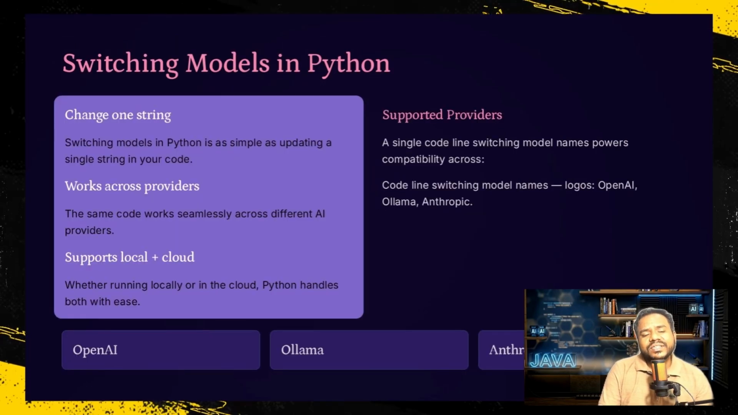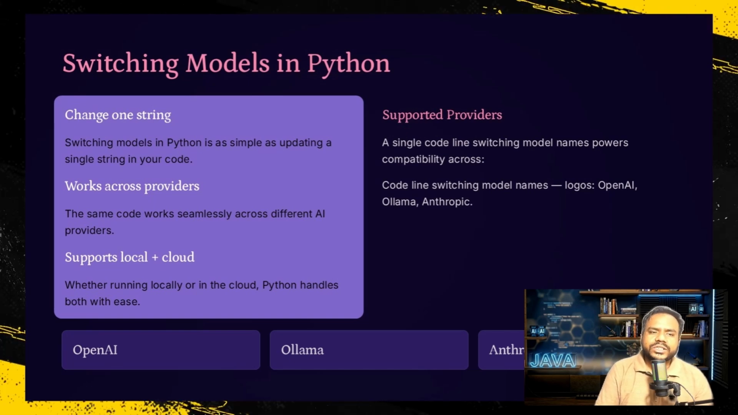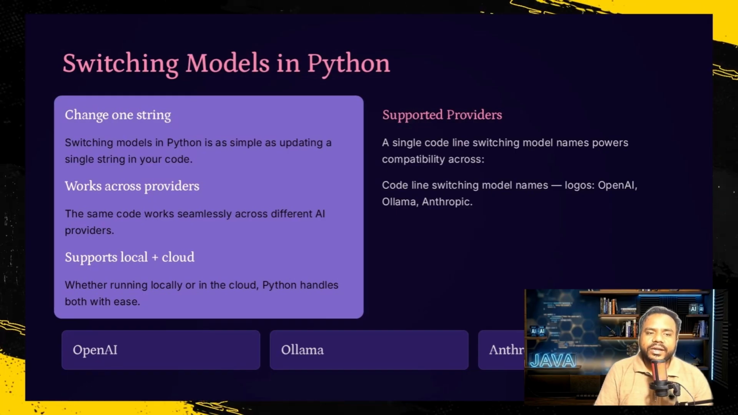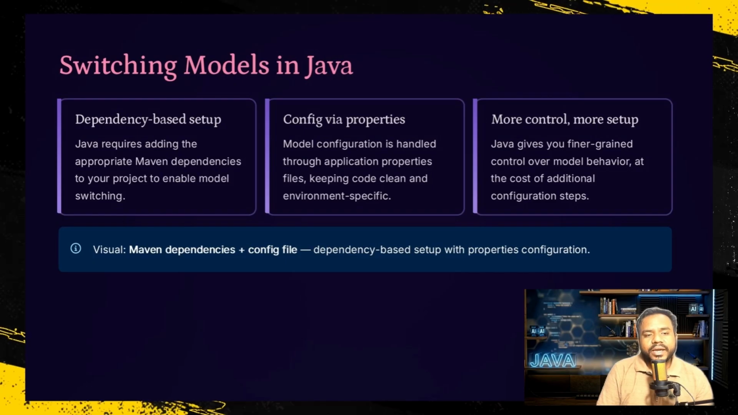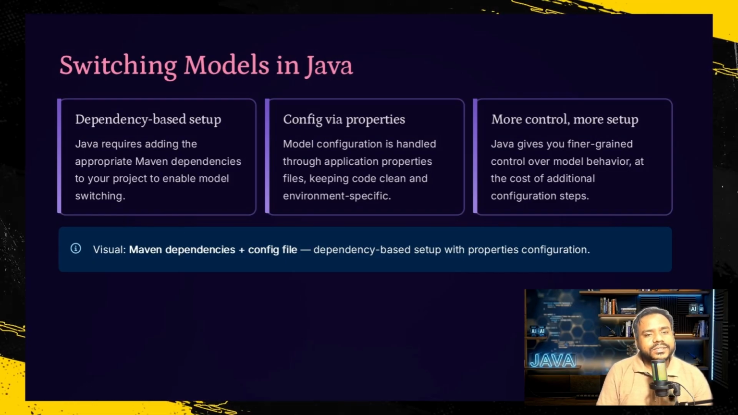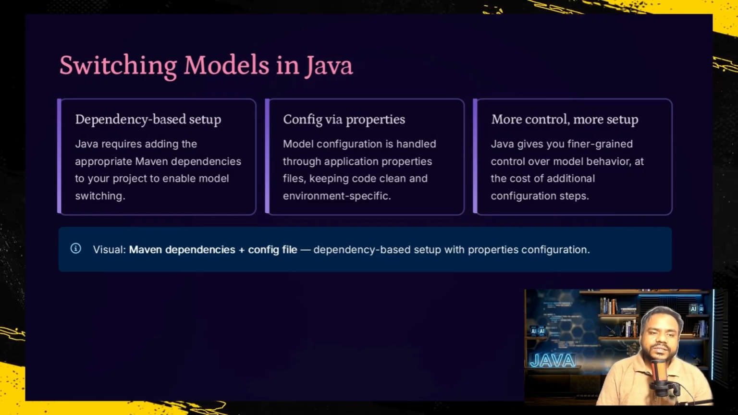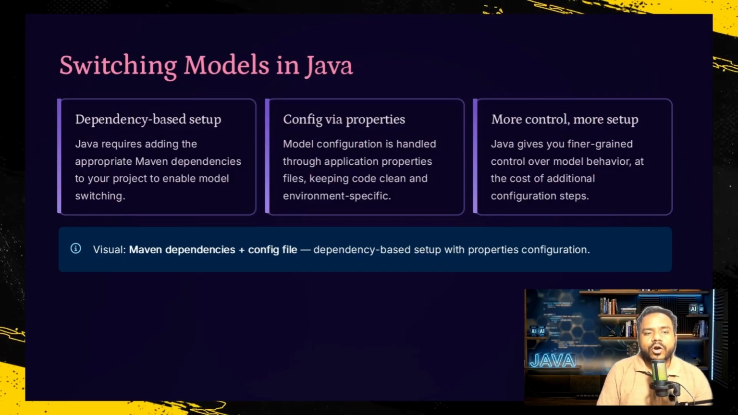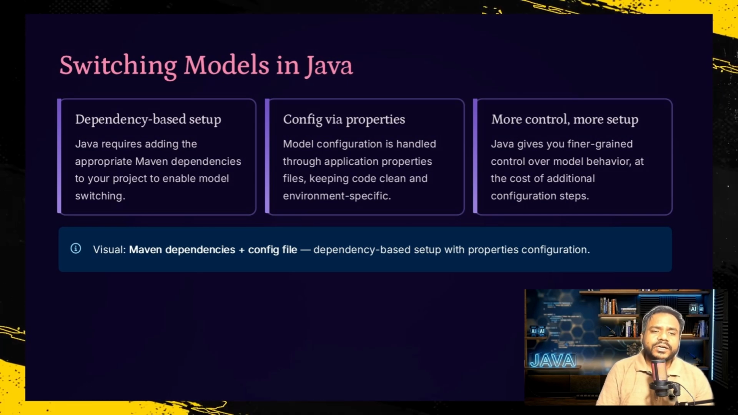And the second difference is switching LLM providers. With Python and LiteLLM, you just change one string, swap GPT-4o mini to Ollama, and you are running locally. Same lines of code, any provider. With Spring AI, you need to swap Maven dependencies and update the application properties. It's more steps, but it's way cleaner. And the trade-off is you get a proper provider-specific starter with all the config options exposed. So it really depends on whether you want this flexibility or control.